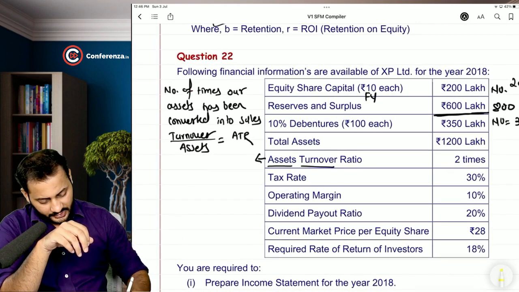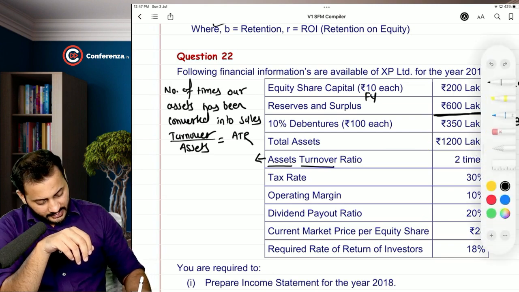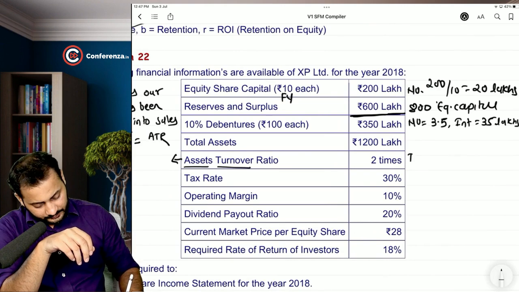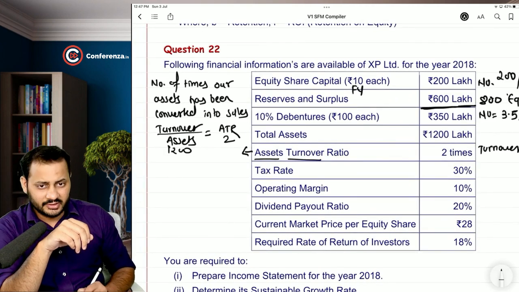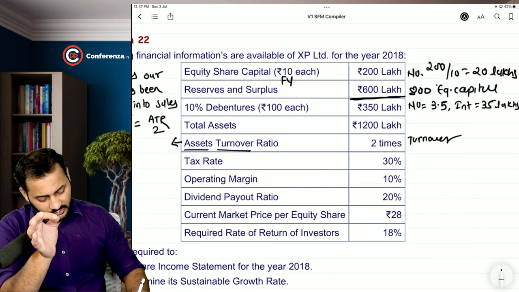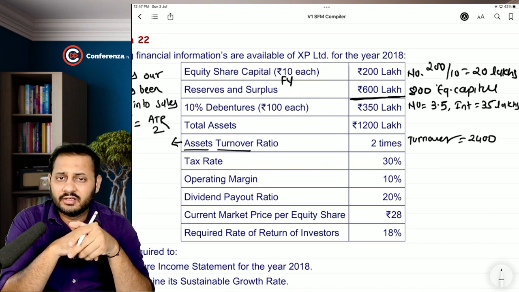So it is 2 times and the total assets is 1200 lakhs. So we can calculate the turnover. Can we? If we put 1200 lakhs here and 2 on that side, can I clearly say that the turnover will be 2400 lakhs? Turnover will be 2400. Good. Tax rate is 30%.